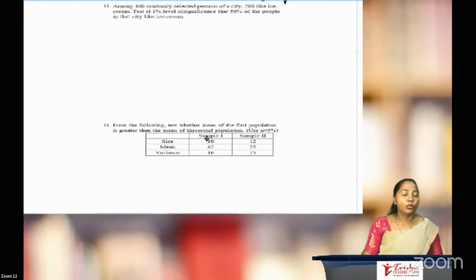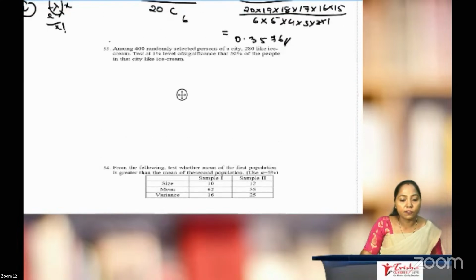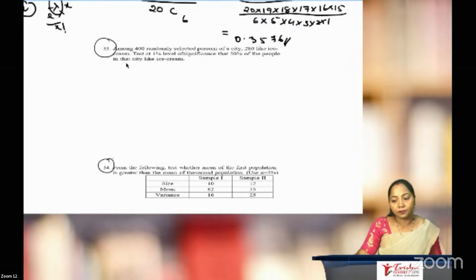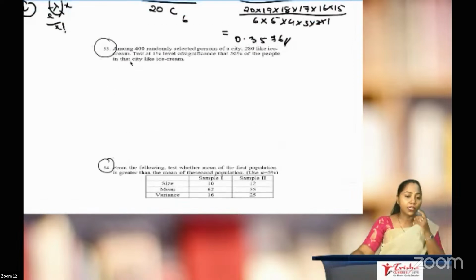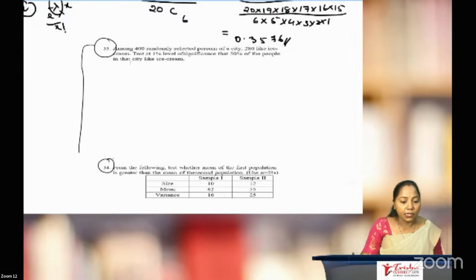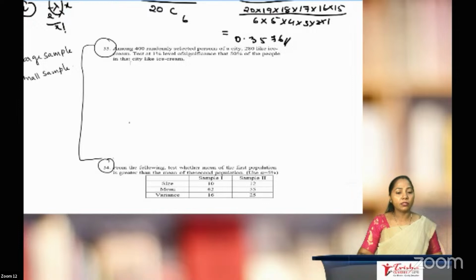Okay, so going to question number 33. Question number 33 and 34 are from the chapter test statistics, that is statistical inference. Under statistical inference, altogether we have 3 concepts that you have studied. That is large sample test, small sample test. I won't solve the sum today. We shall discuss in the next session. But let us see.